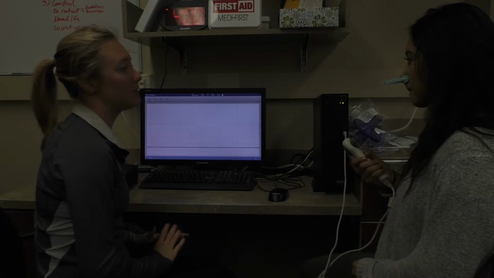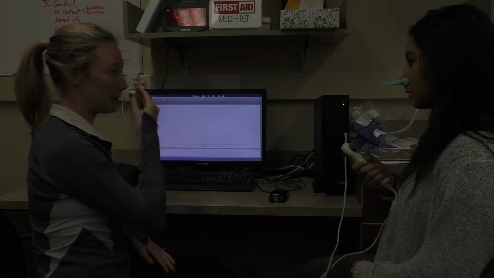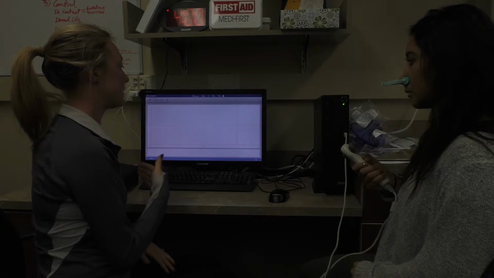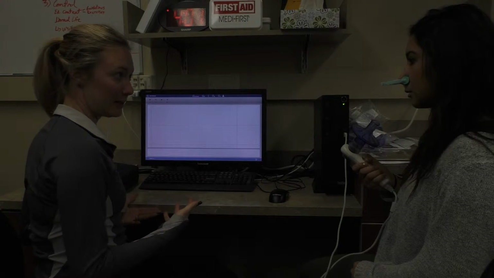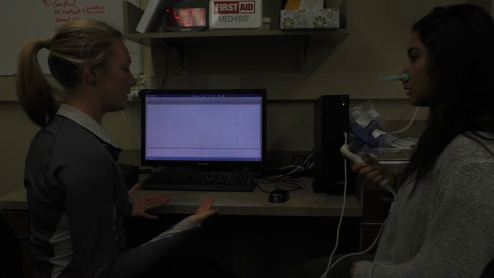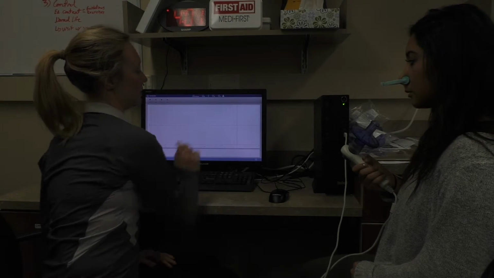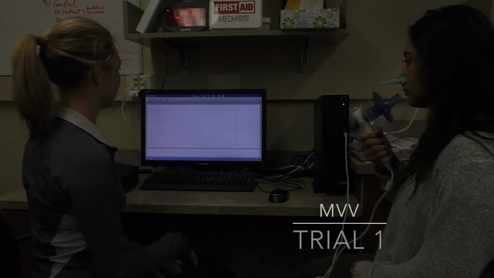All right, so we're going to be doing an MVV measure today. What I'm going to have you do is you'll be wearing the nose clips. You'll be breathing in the spirometer naturally, but when I tell you to go, you're going to basically be hyperventilating for 12 seconds. So really going in and out. And again, that has to go to 12 seconds. All right? Okay. This will be MVV trial 1.